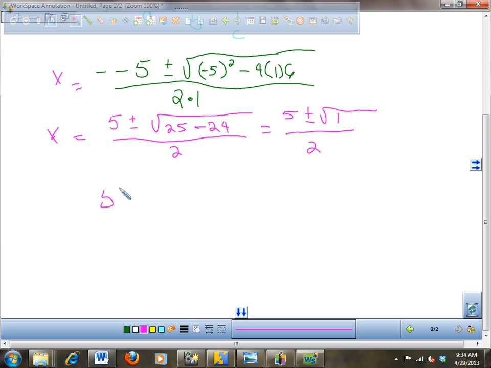So I have two equations. One says x equals 5 plus 1 divided by 2, or x equals 5 minus 1 divided by 2. Well, 5 plus 1 is 6, divided by 2 gives me, what's 6 divided by 2? 3. And 5 minus 1 is 4, divided by 2 is 4 divided by 2, 2. And those are my two answers using the quadratic formula.